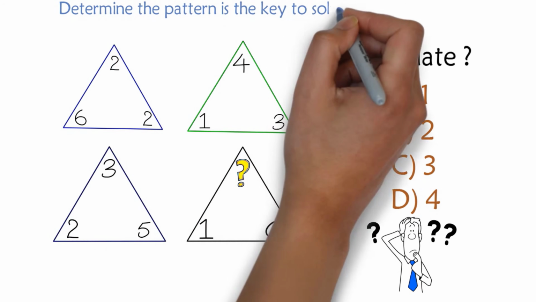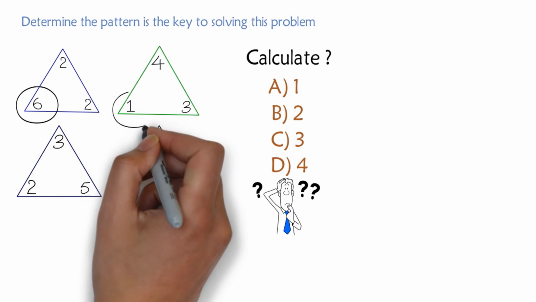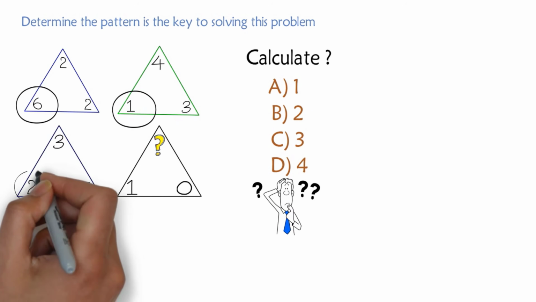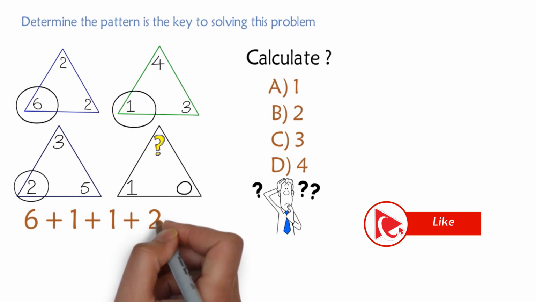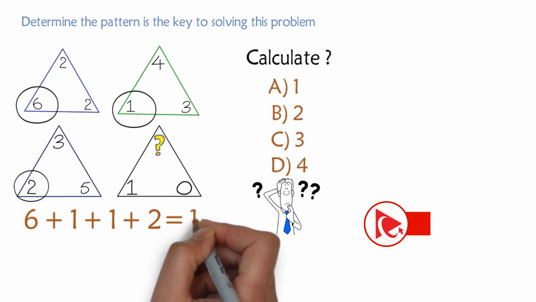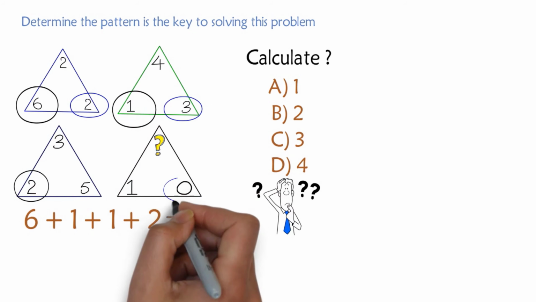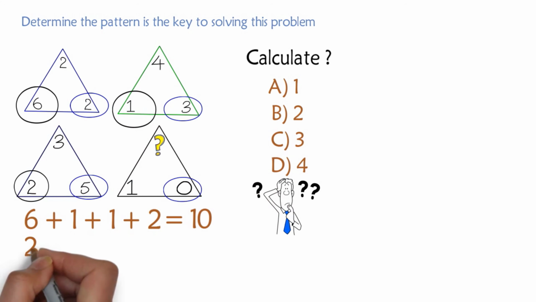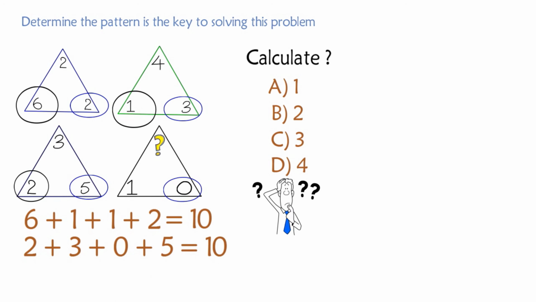Determining the pattern is the key to solving this challenge. For example, if you add up the numbers in the lower left corners, 6 plus 1 plus 1 plus 2 in all triangles, you will get a sum of 10. The same thing happens when you add up the numbers in the bottom right corners of the same triangles. 2 plus 3 plus 0 plus 5 also equals 10. So the same logic can be applied to the upper corners of the triangles.